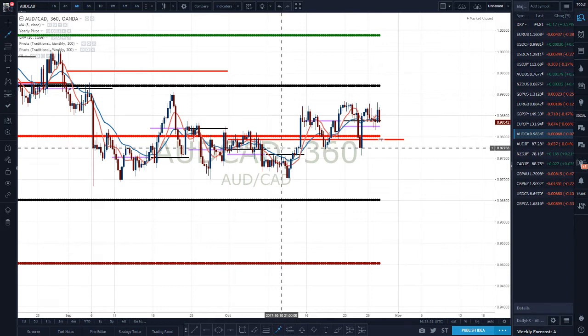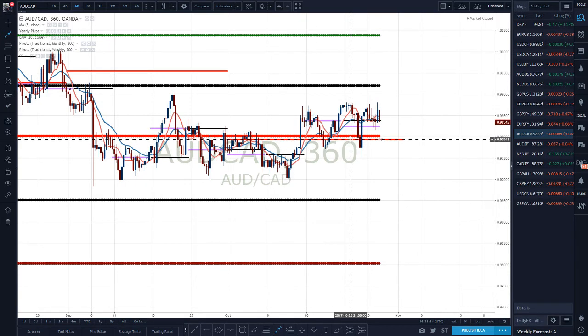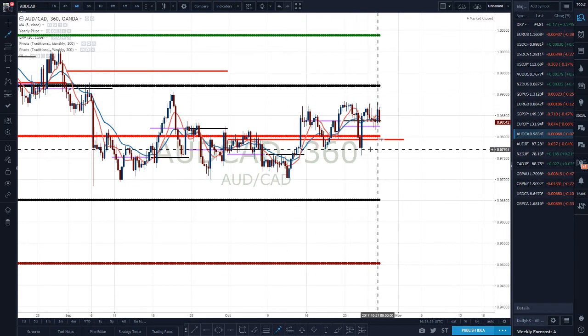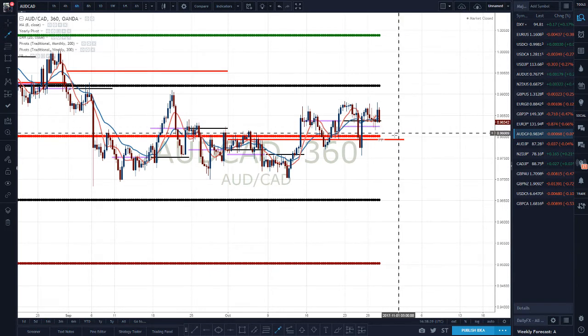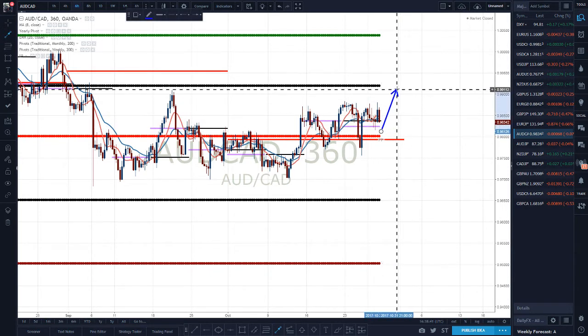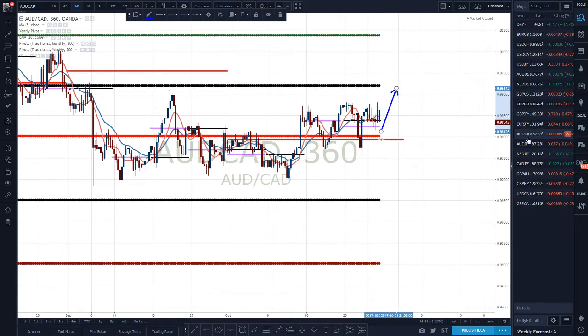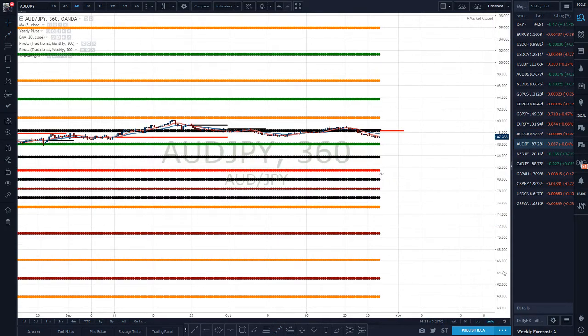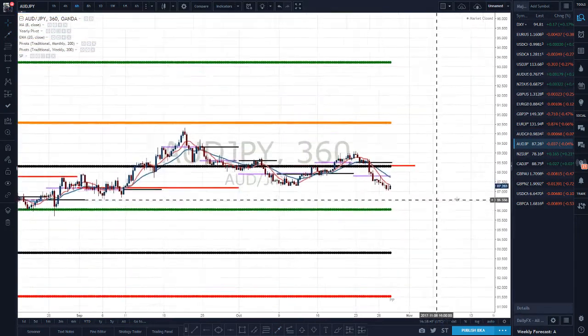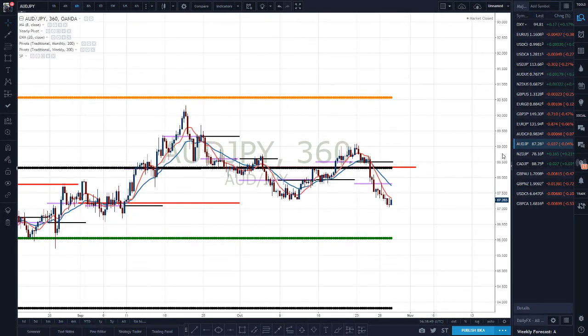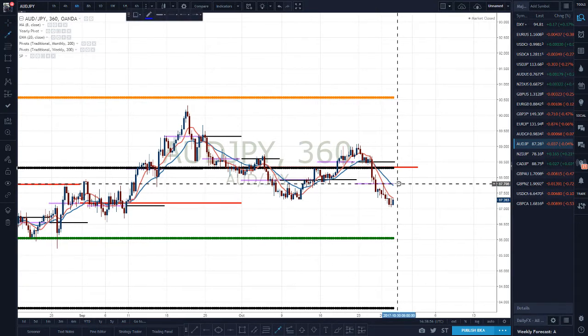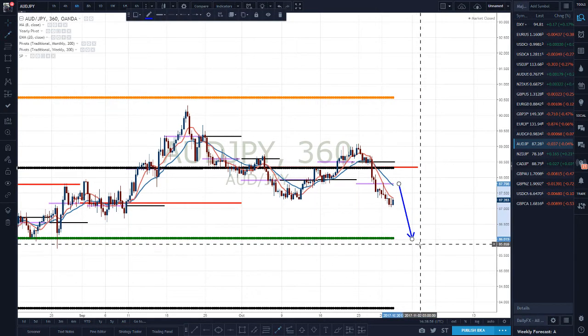Alright, Australian CAD, just above the yearly pivot, and it's above the monthly pivot. The weekly pivot is going to be just below. Look for this range to hold and for the pair to head higher. Australia yen, the weekly pivot's going to be just above. Looks like price is pulling back. Look for price to stabilize here and head lower.